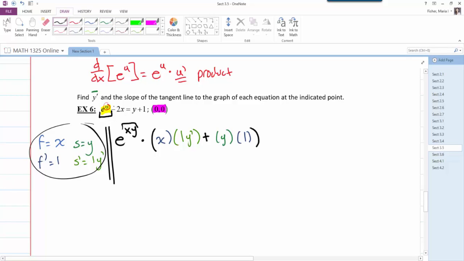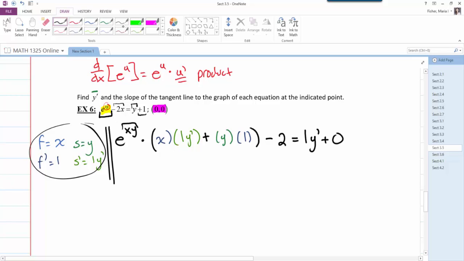And now I need the derivative of a negative 2x. Well, the derivative of a negative 2x is negative 2, equals. Now I need the derivative of y. Well, the derivative of y is 1, but I just took the derivative of a y term, so I write y prime. And then plus, well, the derivative of 1 is 0.